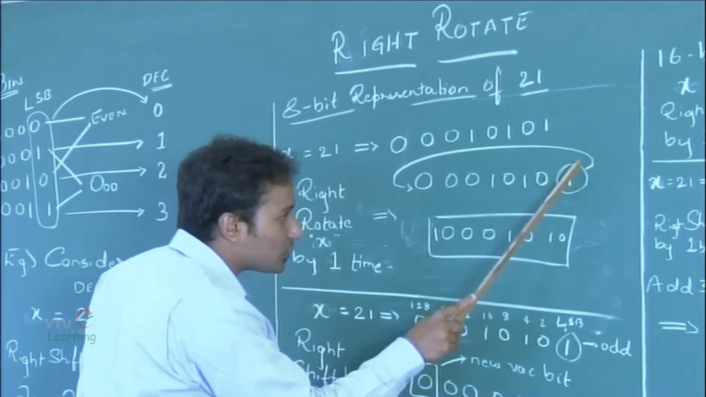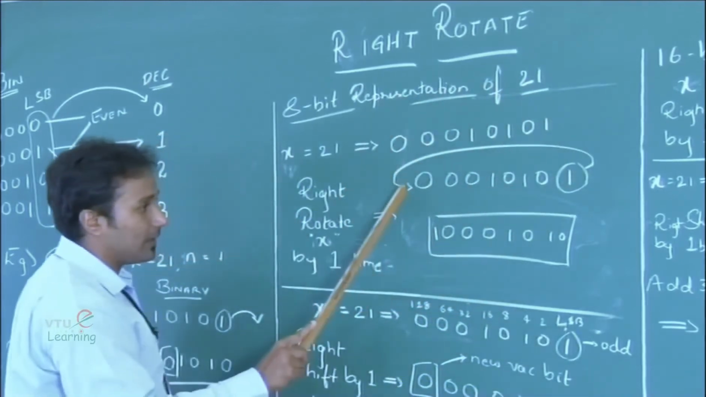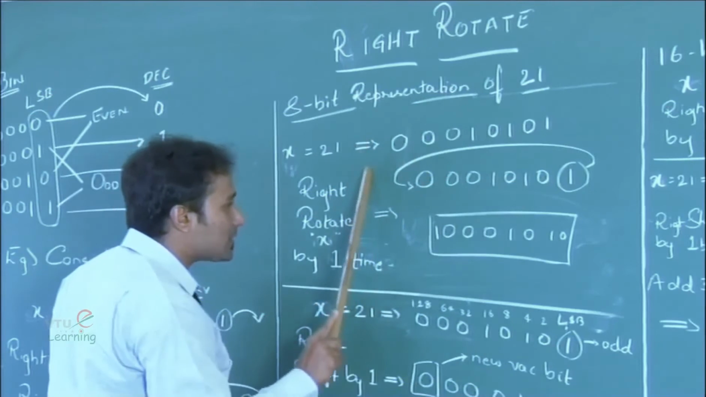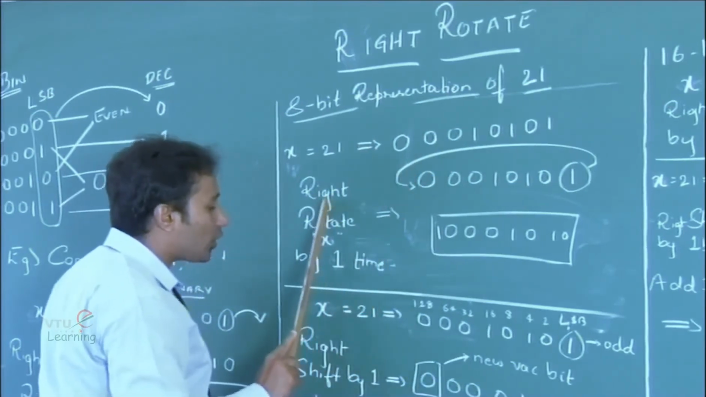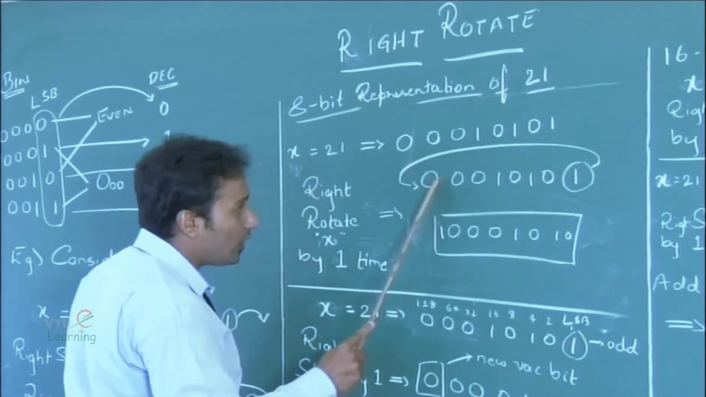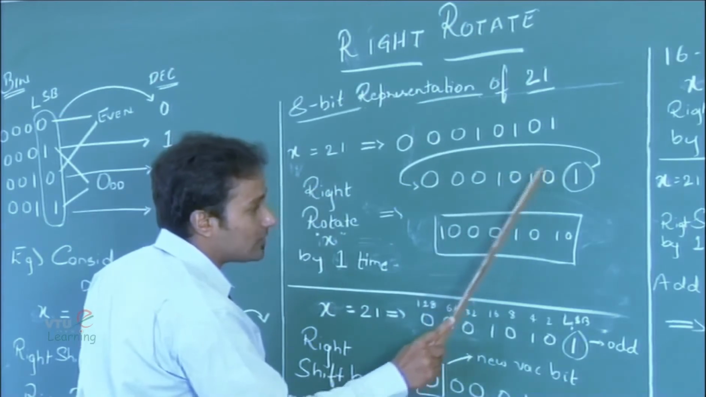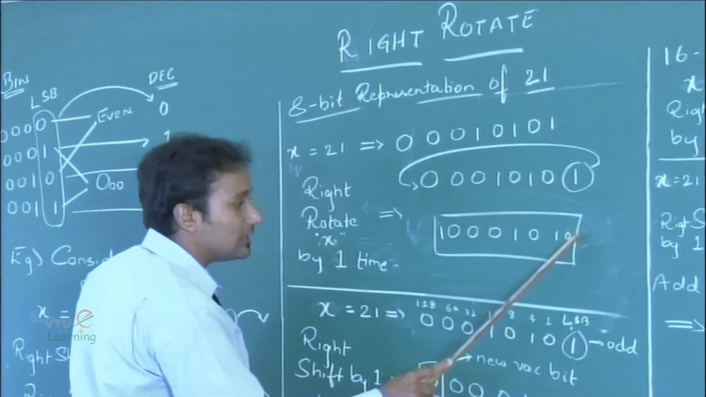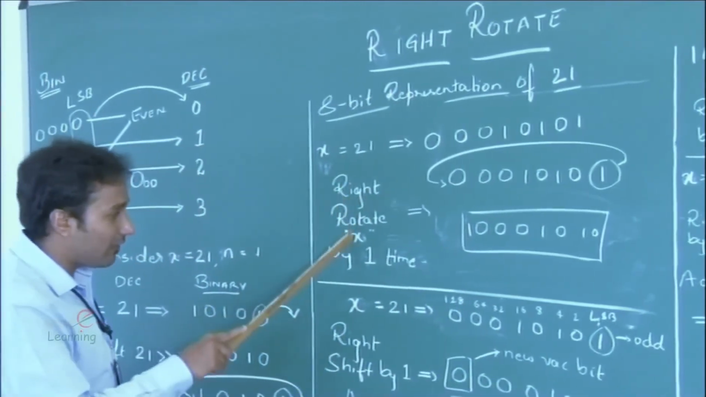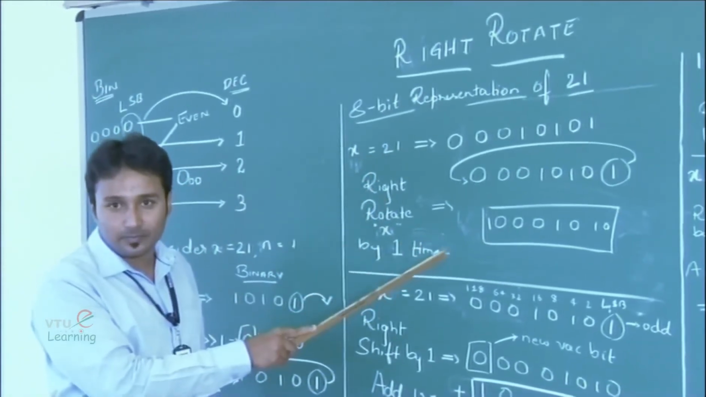Just move the value over here at the LSB to the MSB position. Then what happens? If this one moves to the MSB position, the newly rotated number would be 1 followed by 3 zeros, followed by 1, 0, 1, 0, 1, 0, 1, 0. That's how we get the right-rotated value of x, which is equal to 21, rotated by 1 time.